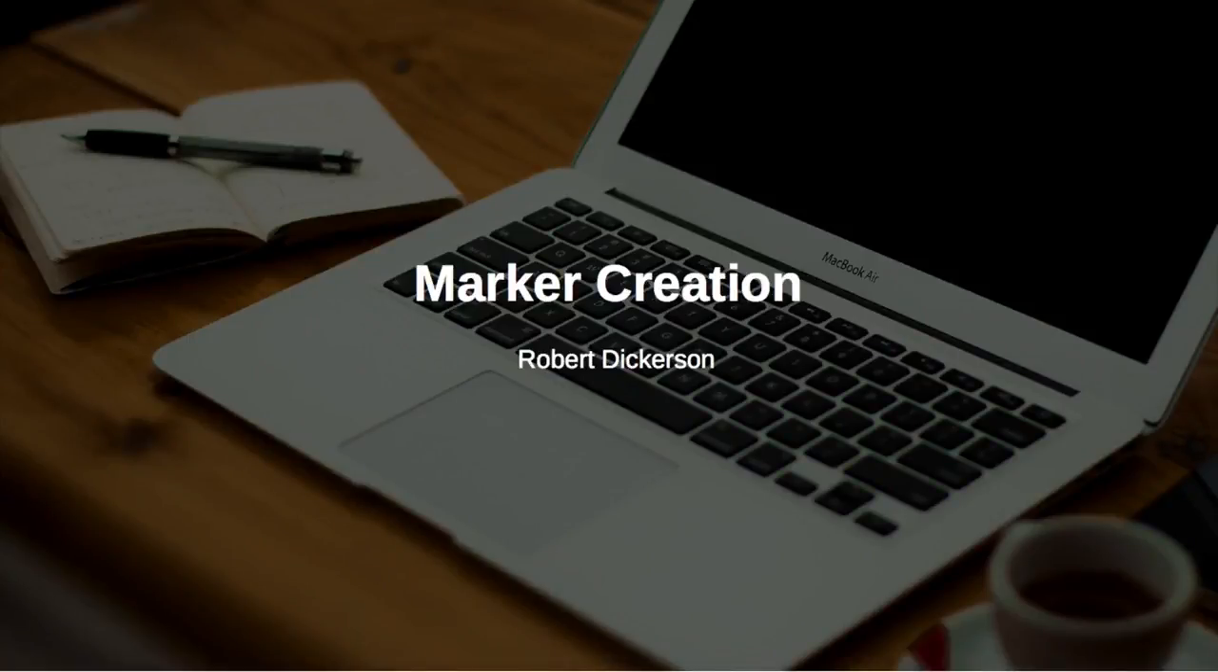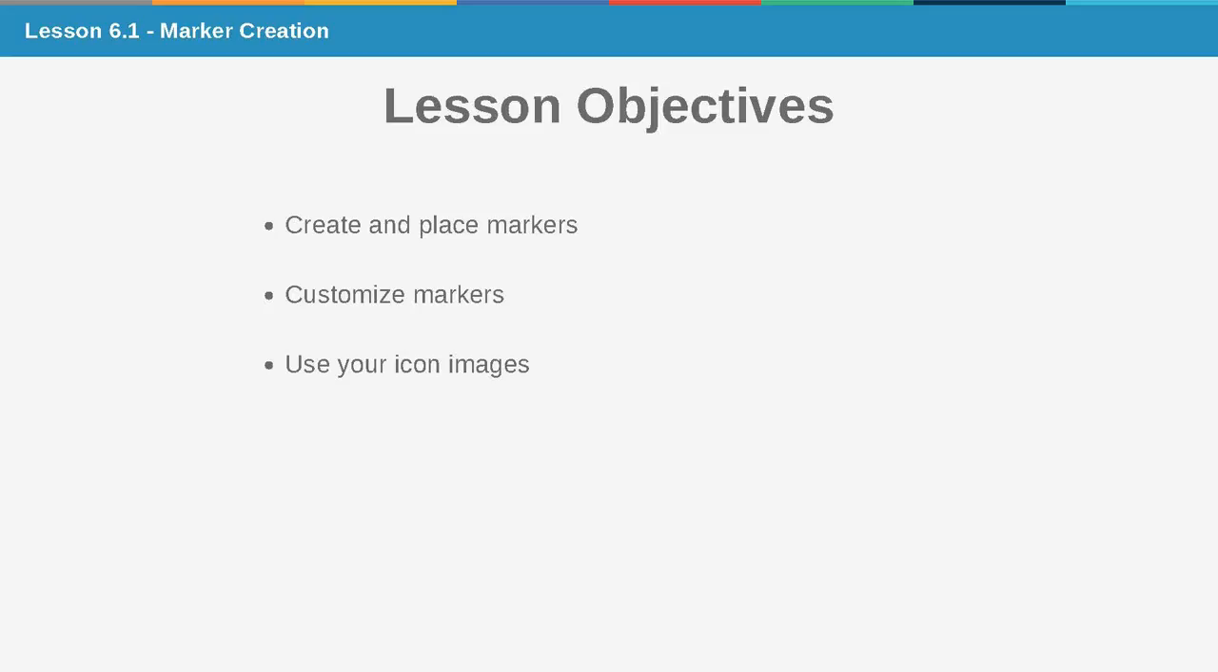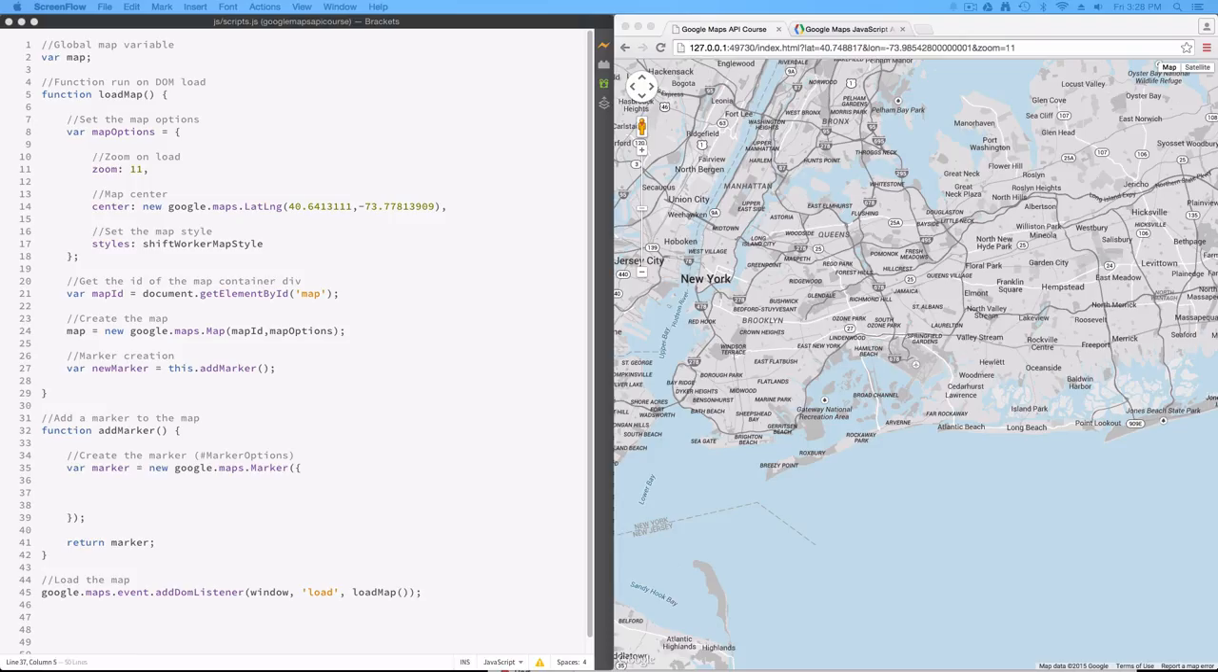In the previous lessons, you learned how to create a map, customize the map options, listen and interact with map events. Now it's time to learn how to add your own content to the map. So in this lesson, we'll learn how to create and place markers on the map, along with customizing those markers with your own images. Let's take a look at scripts.js.